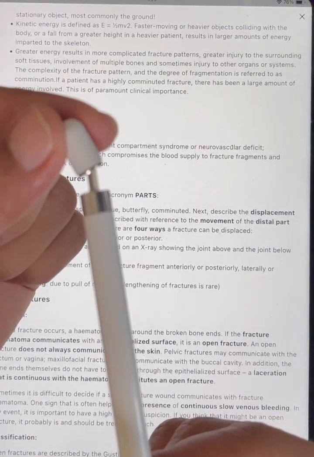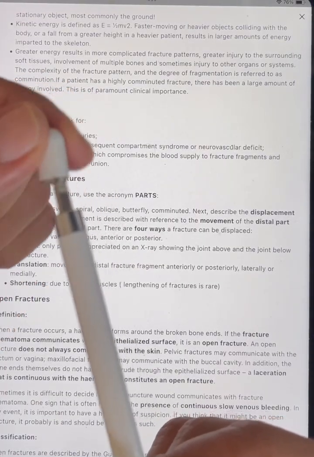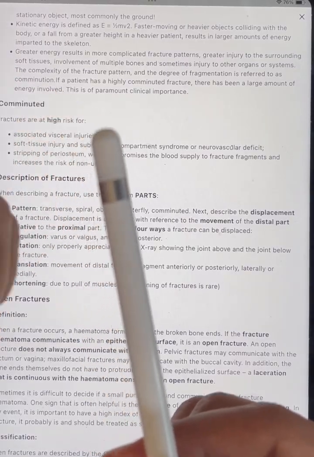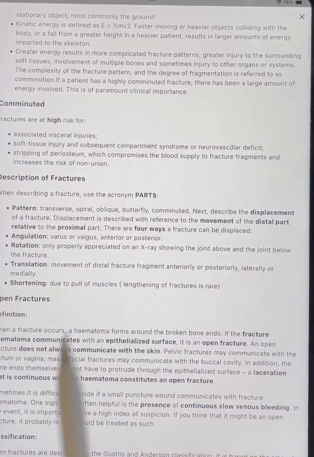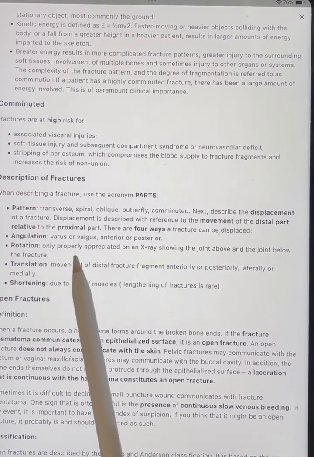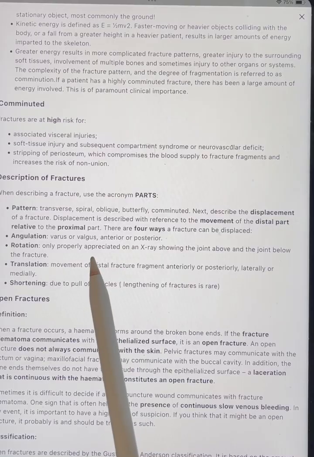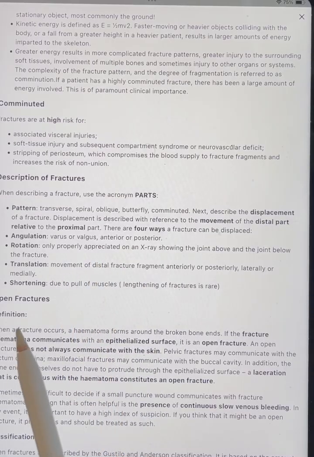So displacement can be dorsal, lateral, medial. It is the distal part in relation to the proximal part. So dorsal displacement. Angulation: varus or valgus, anterior, posterior. Varus means in, valgus is out, and anterior and posterior.